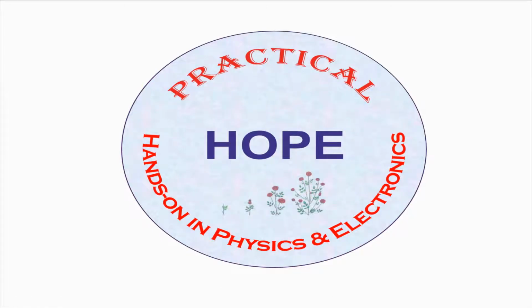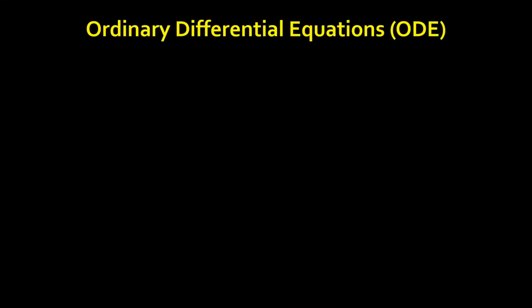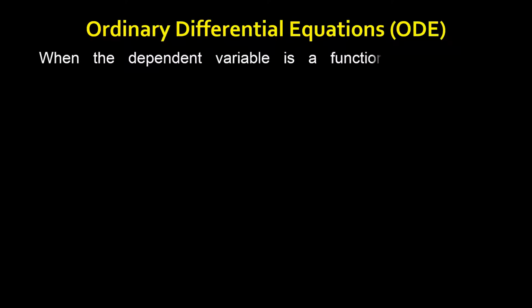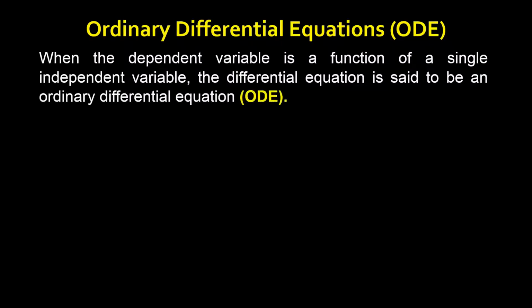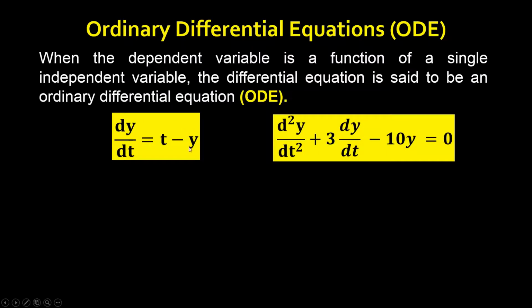In this video we will see how to solve first and second order ordinary differential equation using inbuilt function ODE in Scilab. Now a differential equation is said to be ordinary differential equation when the dependent variable is a function of only one independent variable. These are the examples. In the first equation, the dependent variable y depends only on one independent variable t. Same is the case for second equation also.